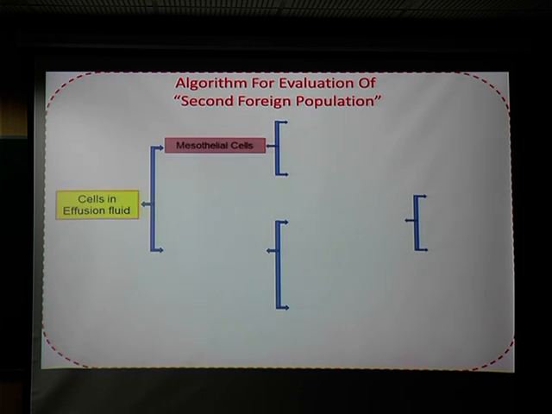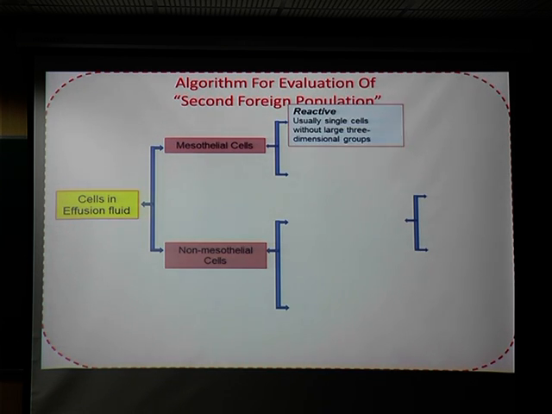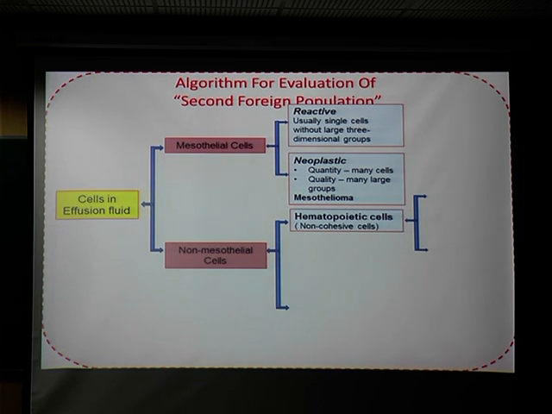Now cells in the fluid, they are either mesothelial cells or they may be non-mesothelial. Mesothelial cells can be reactive, and just to recap, they are single cells without large three-dimensional groups, or they are neoplastic. And as she said, the quantity and quality of these cells has to be looked at. There will be too many cells, and there will be very large groups. There will be multiple cells with binucleation, multinucleation, and all features of malignancy, and in that case you can call it a mesothelioma.